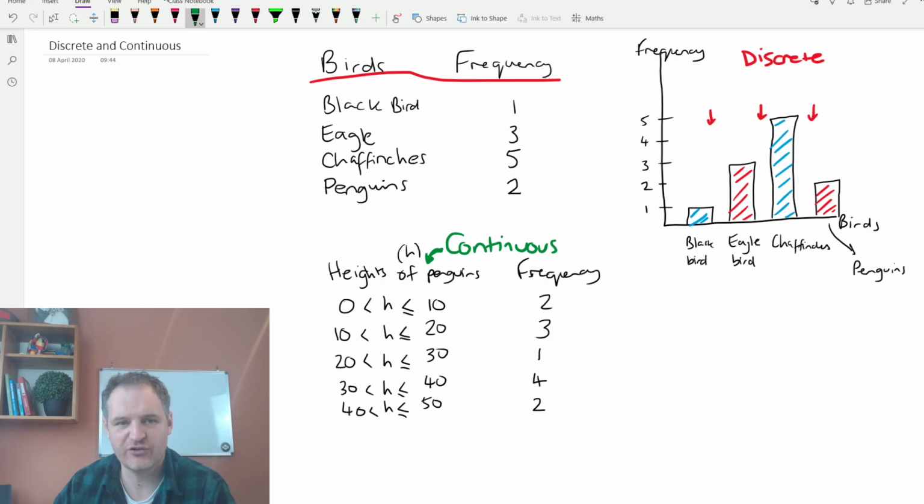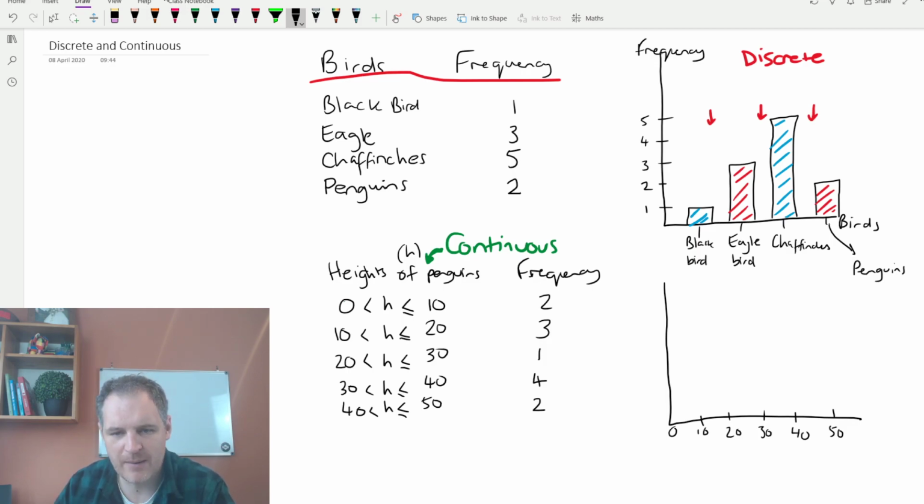Because it's continuous, the difference is, when we draw our bar chart, instead of labels along the bottom, we have a number line: 0, 10, 20, 30, 40, 50. And this time, there's no gap. Remember I said the key is discrete data has gaps, continuous has no gaps.